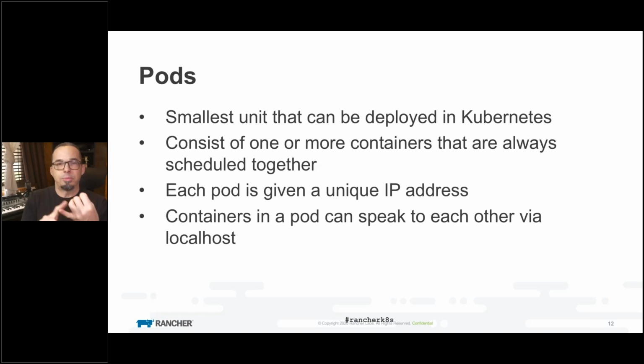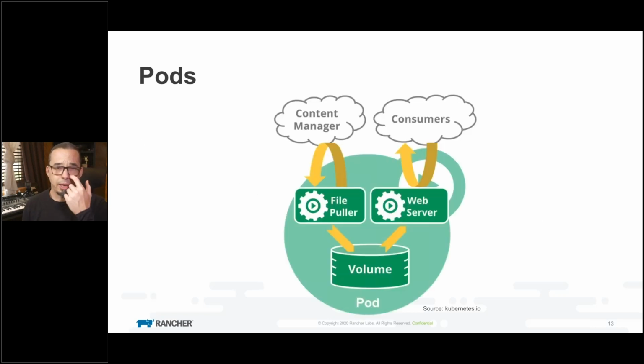So a web server and a FastCGI server, or something like this, where you might have a CMS that pulls content from somewhere and saves it to a disk. And then there's a web server that takes that content and serves it out to consumers when they request it. This is a good representation of a pod. Together, these two containers provide a function. And when you need more horsepower for your application, you're going to scale this up because they're a unit and they want to be together, and you might need 1, 2, 5, 10 of them.